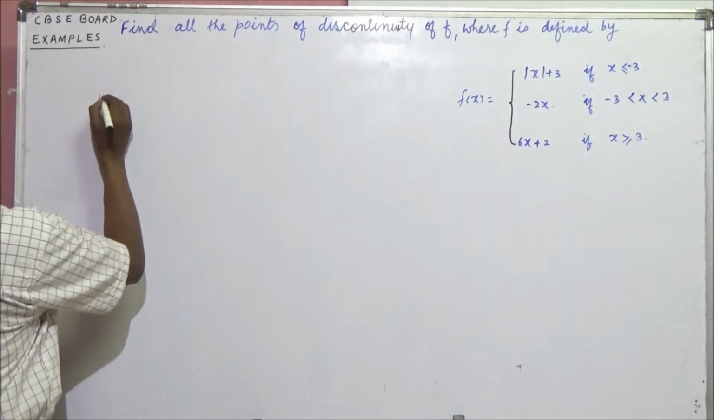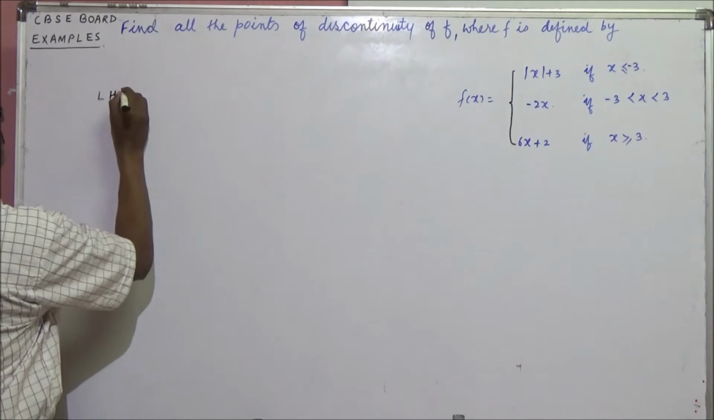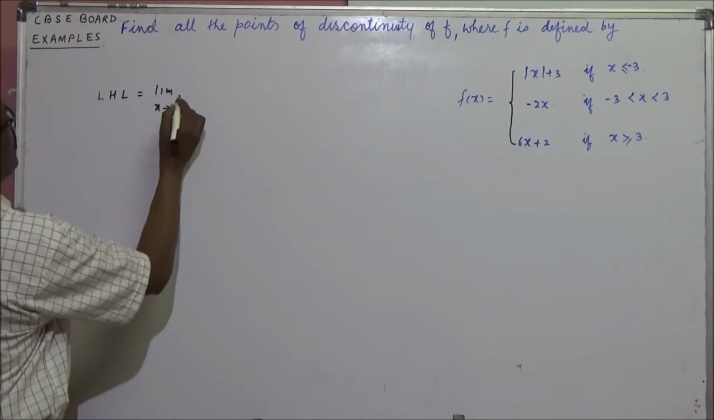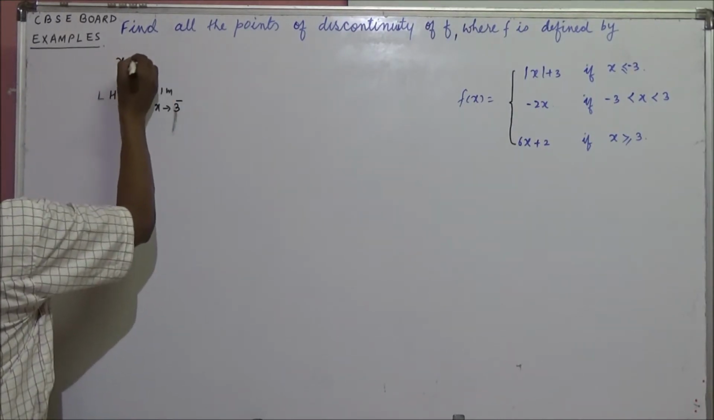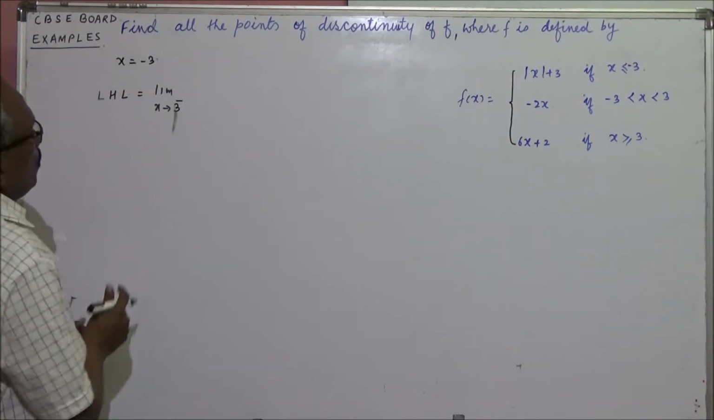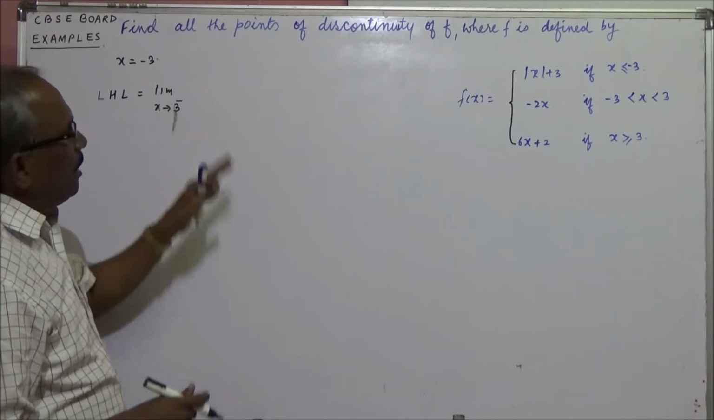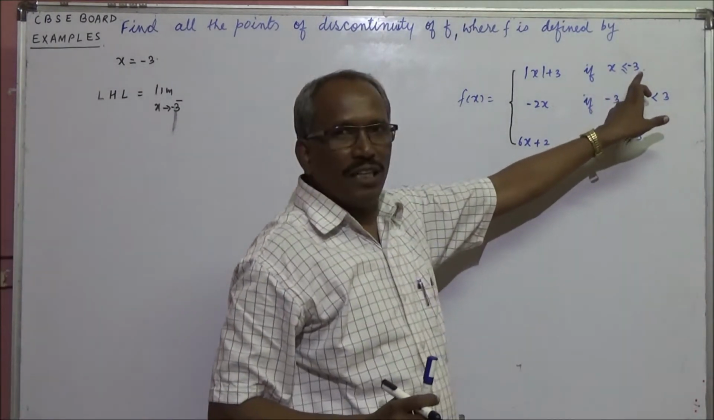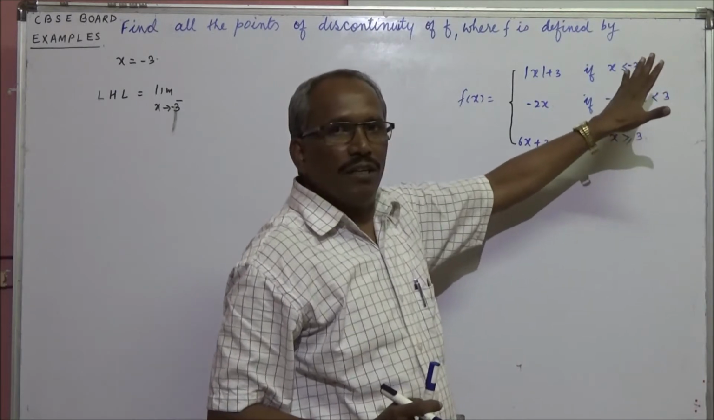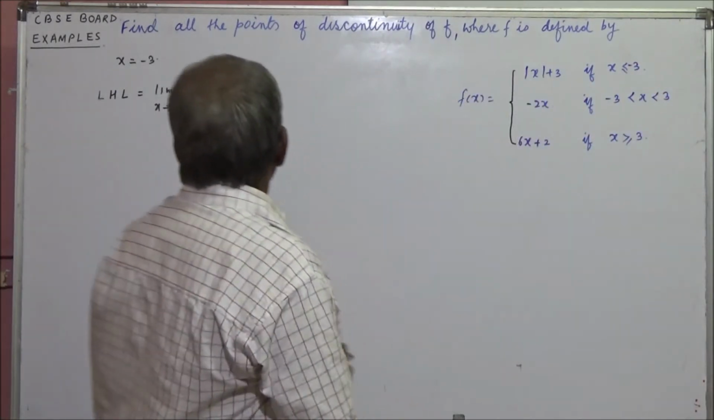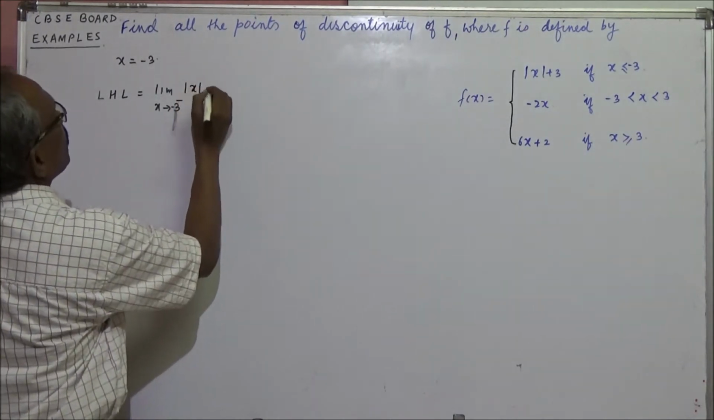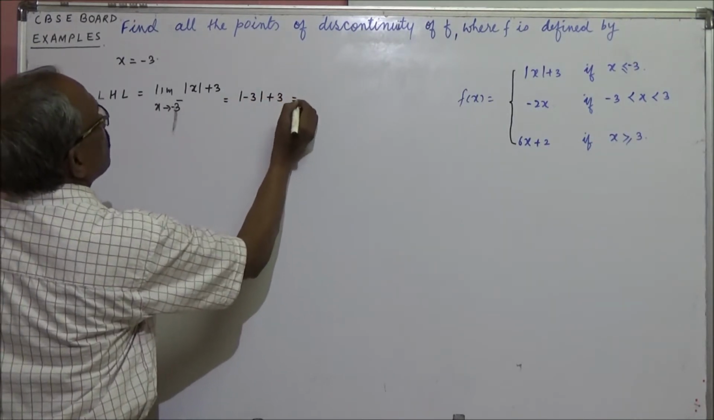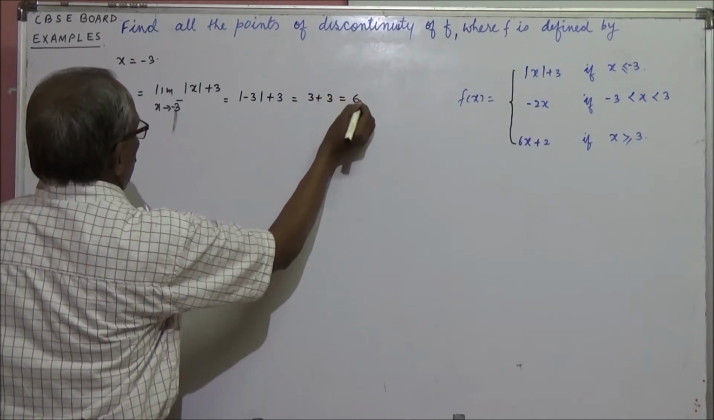Left hand limit is equal to limit x tends to 3. So we will check here when x is equal to minus 3 first. So what is the function for left hand limit? x is equal to minus 3, so x is less than minus 3 here. So for the left hand limit for x is equal to minus 3 is this. So this is equal to mod of x plus 3. It is equal to mod of minus 3 plus 3, so it is equal to 3 plus 3, 6.